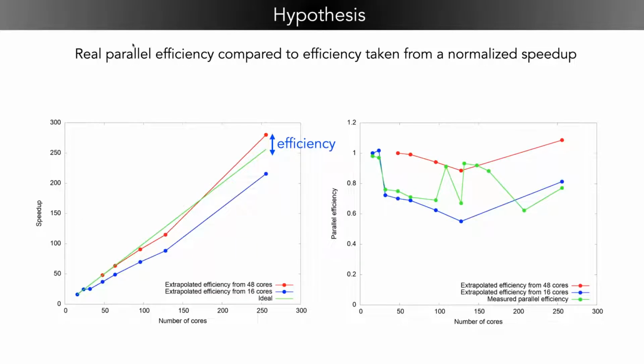And this is even worse because it depends on how you normalize your speedup curve. Here I've normalized using 16 cores and 48 cores. You see that using 16 cores, you're not so bad measuring efficiency, well, you are underestimating. What is funny about this example is that the green one is between the red and the blue, and I didn't do it on purpose, so it came out naturally.